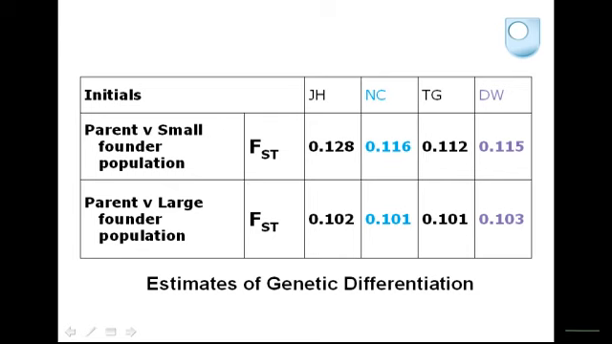Students then go on to engage in a quantitative comparison between the small and large founder populations. They calculate the genetic differentiation between their small founder population and the parent population, and then between their large founder population and the parent population.